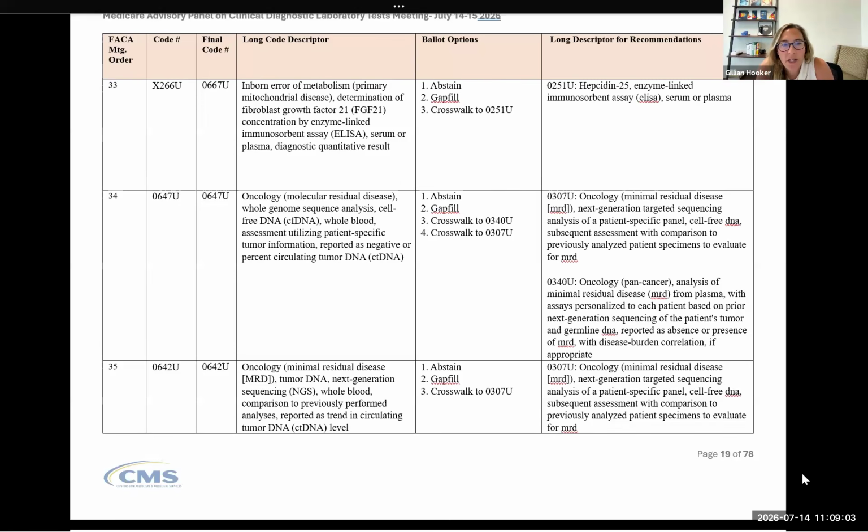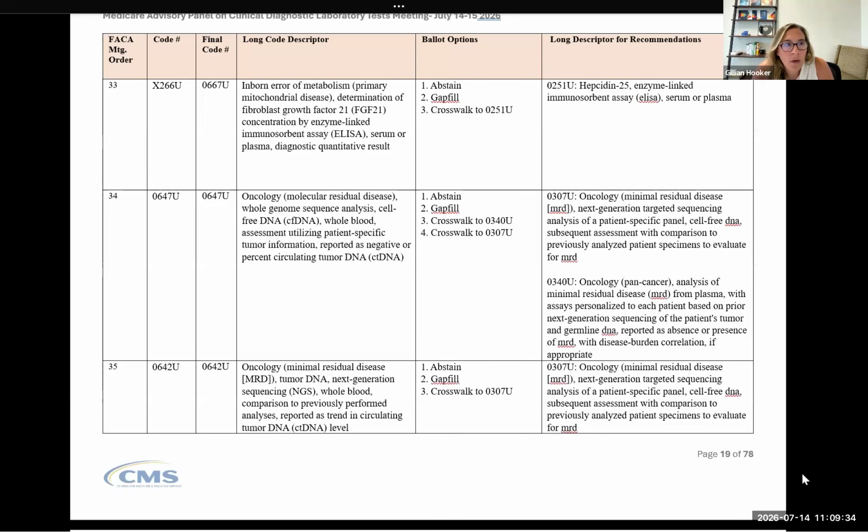0647U is an oncology MRD whole genome sequence analysis, cell-free DNA of whole blood. It's an assessment using a baseline patient-specific tumor profile, and the test is reported as a negative or % circulating tumor DNA. The sponsors recommended crosswalk to 0340U, which is also an MRD assessment of circulating tumor DNA.